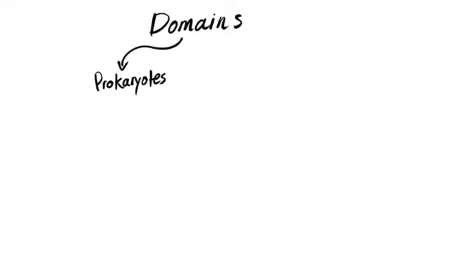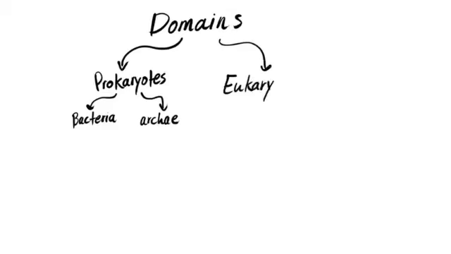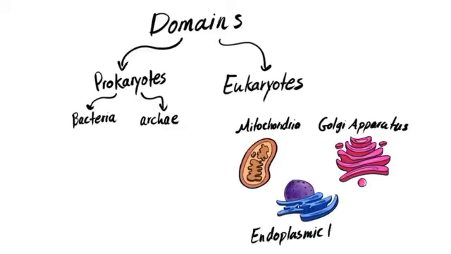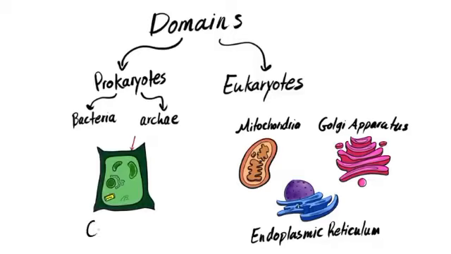If we start from the top, we have 3 domains on this planet: bacteria, archaea, and eukarya. Both bacteria and archaea are considered prokaryotes, whereas eukarya are considered eukaryotes. The main differences between prokaryotes and eukaryotes are the absence of cytoplasmic structures such as mitochondria, Golgi apparatus, and endoplasmic reticulum in prokaryotes, and the absence of a cell wall in eukaryotes, except for fungi and plants. Also, they differ in the structure of the ribosomes.